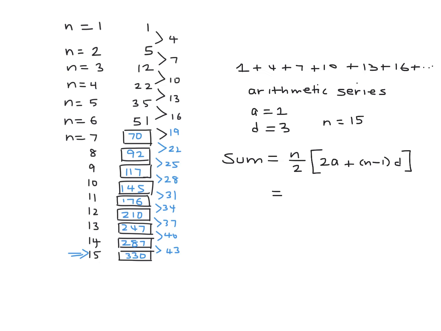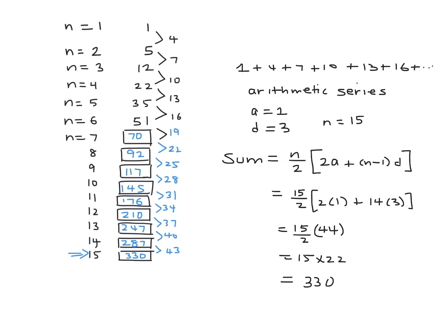So let's plug in these numbers. We got 15 over 2 times 2 times 1 plus 14 times 3. So 14 times 3 is 42. 42 plus 2 is 44, times 15 over 2. So that's 15 times 22. And I believe that is 330. So we got the same answer. Whichever way you want to do it is fine, as long as you get the right answer.